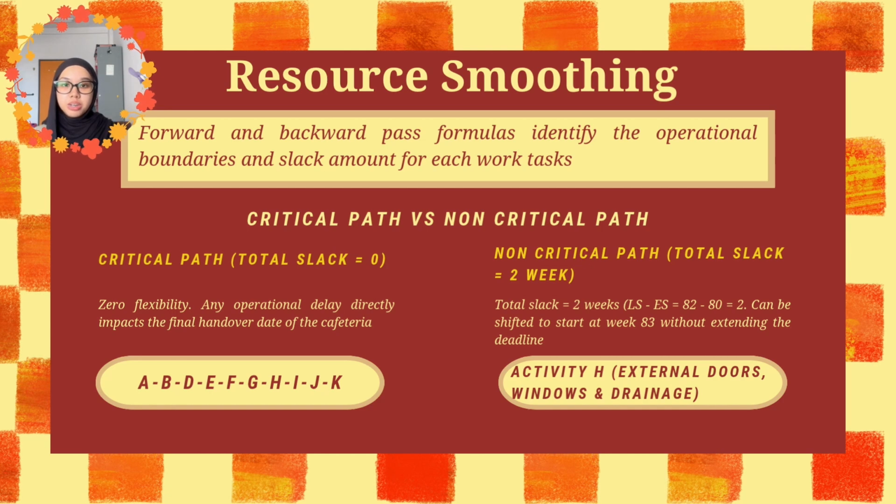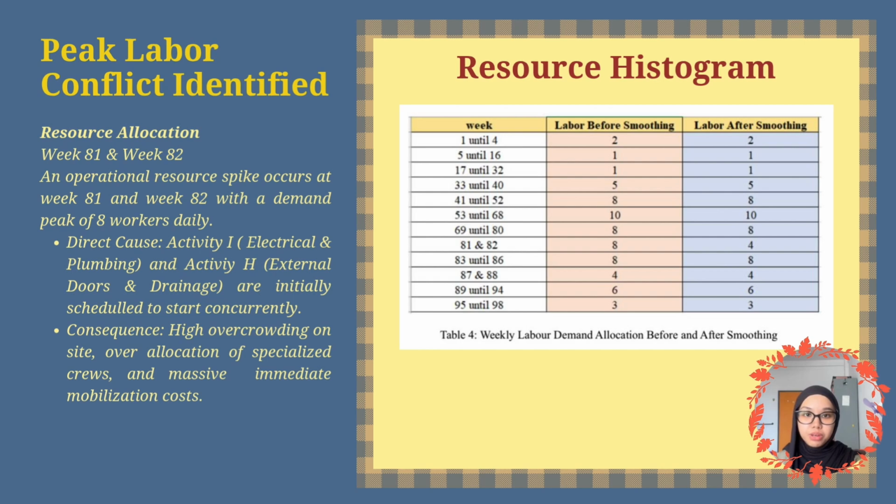Second, we have our non-critical paths, specifically activity H, which involves external door, window, and drainage, and possesses a comfortable total slack of 2 weeks. This critical finding gives us a flexible window to strategically delay or shift activity H without affecting subsequent tasks or delaying our final deadline. However, when we initially schedule everything using early start dates, we identify a major resource conflict.